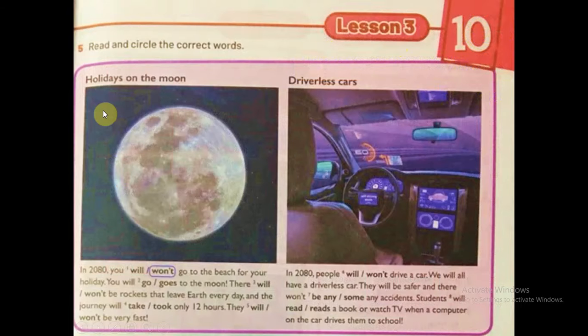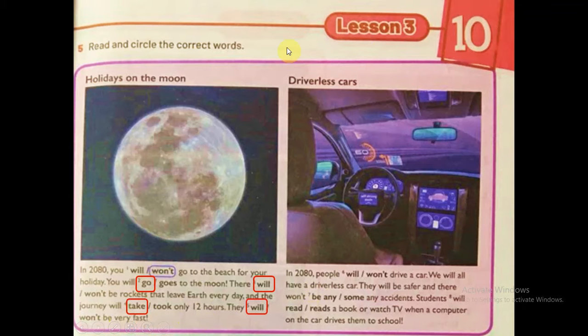Moving to the next. Holidays on the moon. Let us read and choose the correct words. In 2080, you will or won't go to the beach for your holiday. It's going to be you won't. You will go to the moon. There will be rockets that leave Earth every day, and the journey will take only 12 hours. They will be very fast.